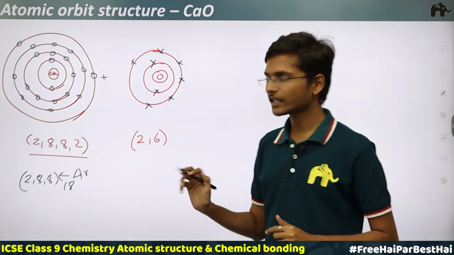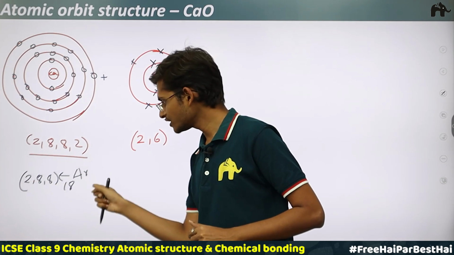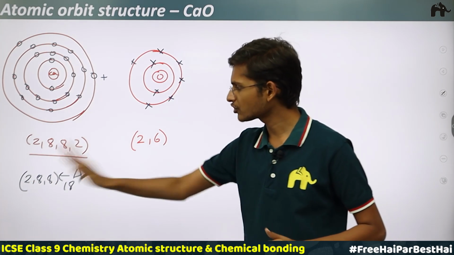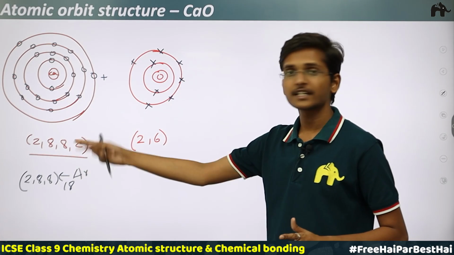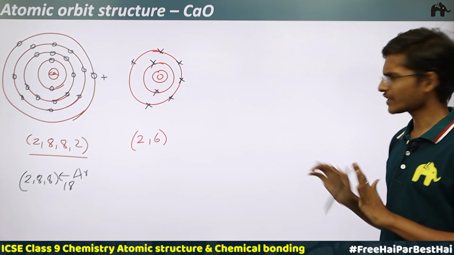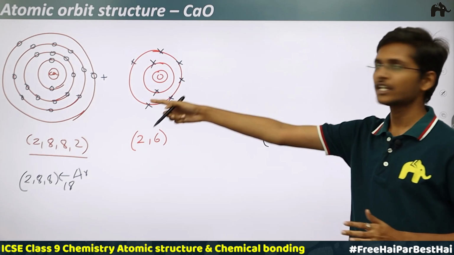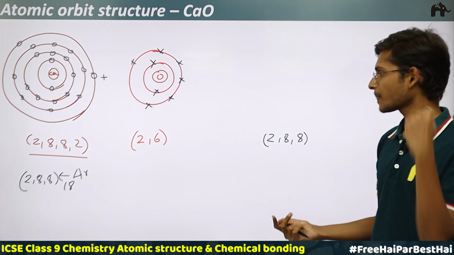So after losing these 2 electrons, it would form 2,8,8, and if you try to write the electron configuration of argon, it is also 2,8,8. So it is attaining the electronic configuration of the nearest noble gas, argon. Okay, so I would just write it here, 2,8,8. Calcium lost 2 electrons, fine.